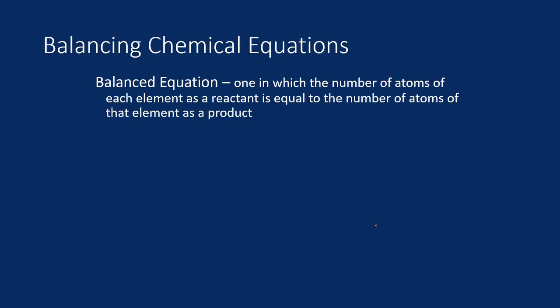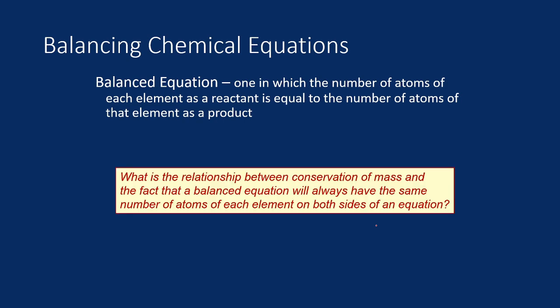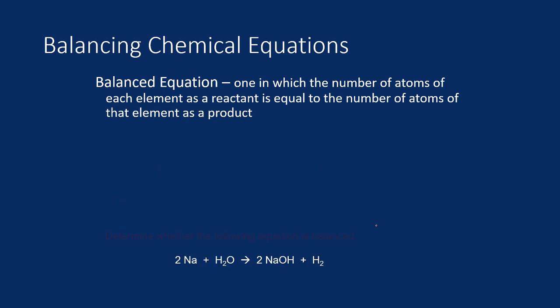So next, going to balancing chemical equations, the definition. The one in which the number of atoms of each element in the reactants is equal to the number of atoms of the element in the products. So it basically means that the number of atoms of each element on the reactant side should be equal to the number of atoms on the product side.